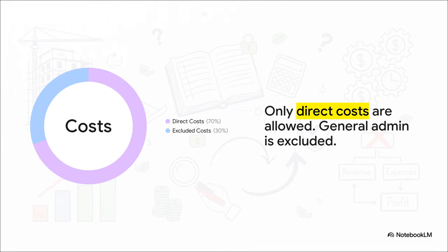AS7 fixes this by drawing a very hard line. Only costs directly attributable to the contract are allowed. General admin and abnormal costs must be completely excluded unless they are specifically recoverable under the contract terms.